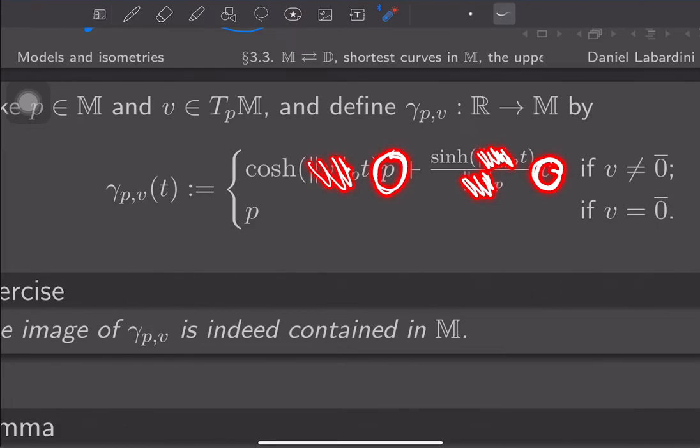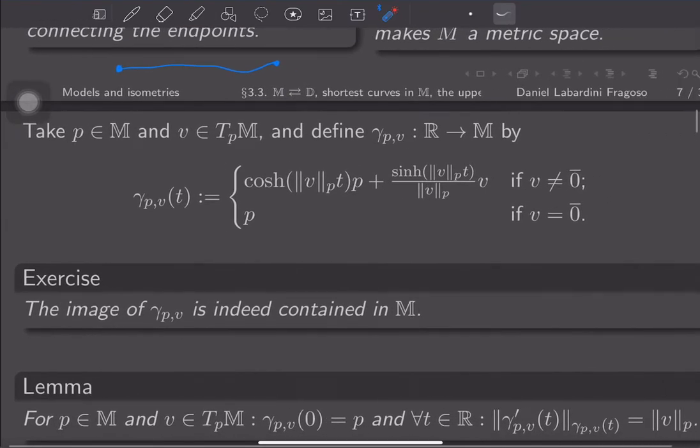And then if I really want to achieve any rapidity, then I have to consider that formula. Or if the vector is 0, so that I can't really perform this division. Well, if the vector is 0, then that means that I don't really want to move, right? So I just stay at the point p.